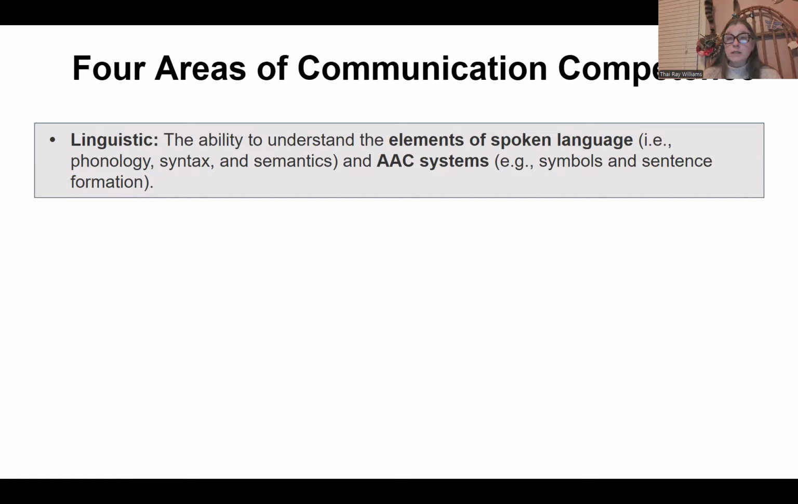So the first area is linguistics, and that's really the elements of the spoken word or use of the AAC device. Do you know the symbols? Can you form a sentence? It's things like syntax and semantics. So those are the linguistic skills students have.